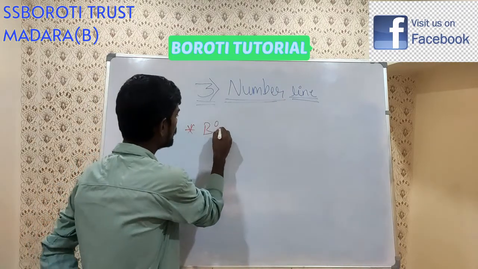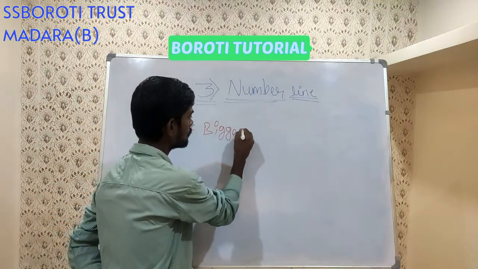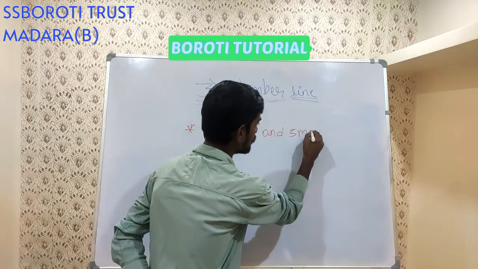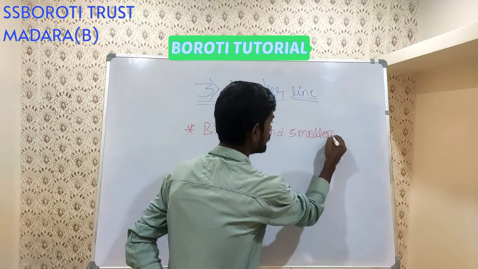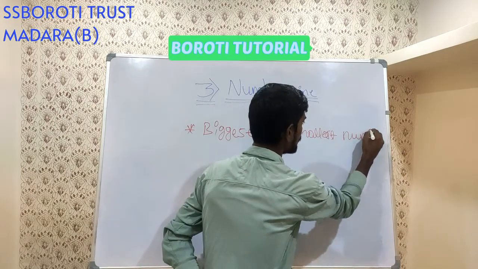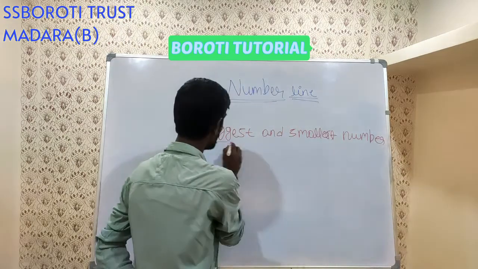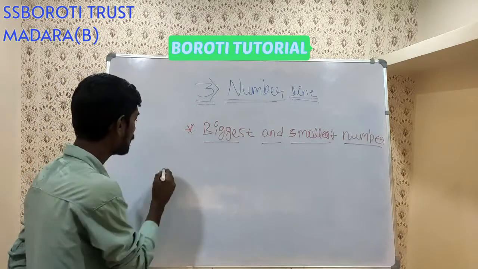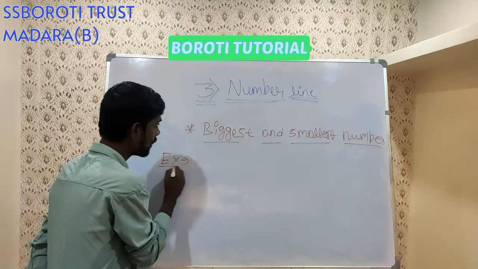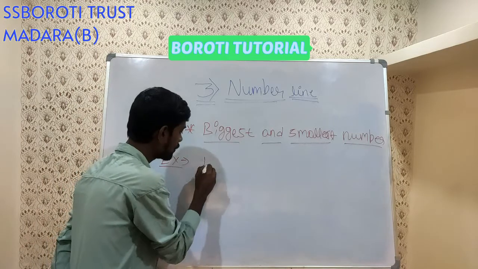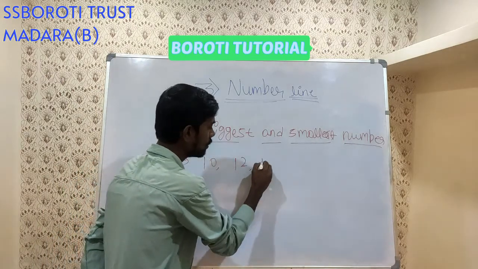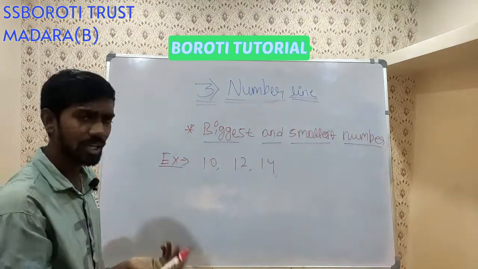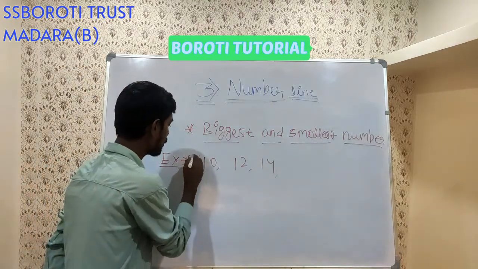The heading is the biggest and smallest number. How to find the biggest and the smallest number out of the given numbers, where the given numbers will be more than 2, like 3 numbers or 4 numbers? For example, they ask you to find the biggest and the smallest numbers among 10, 12, 14. We'll take small numbers here just to understand that. Then you can go for bigger numbers also. This is example number 1.